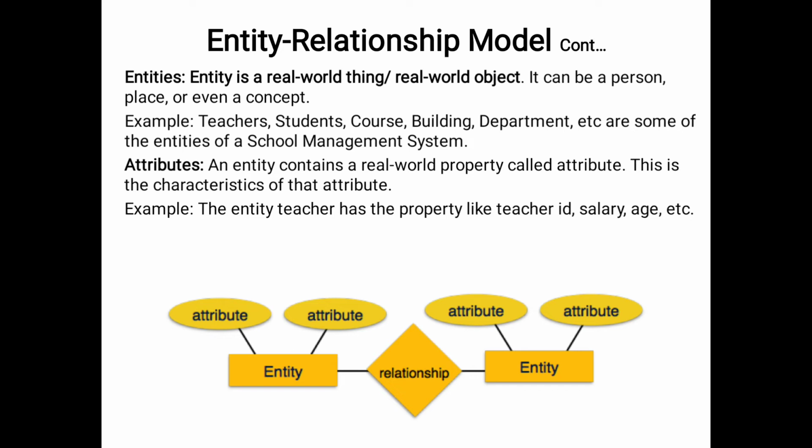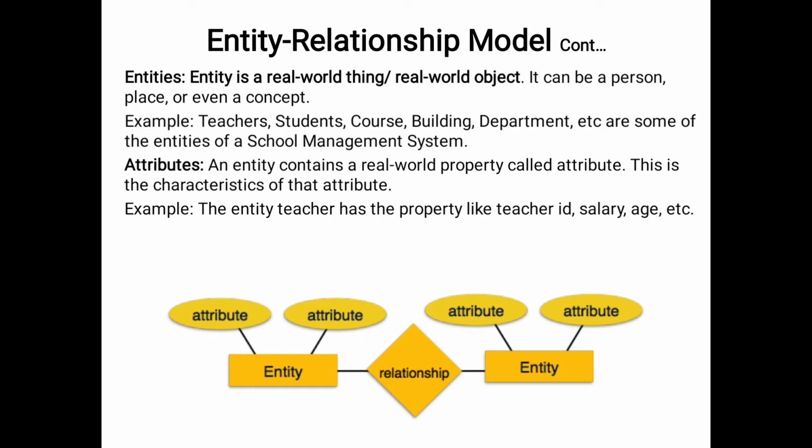Here the attribute says that the entity parts. Okay, suppose we will consider the student as an entity. So what is the student attributes here? Student registration number, student name, student gender, student age, student branch. Those are the attributes.